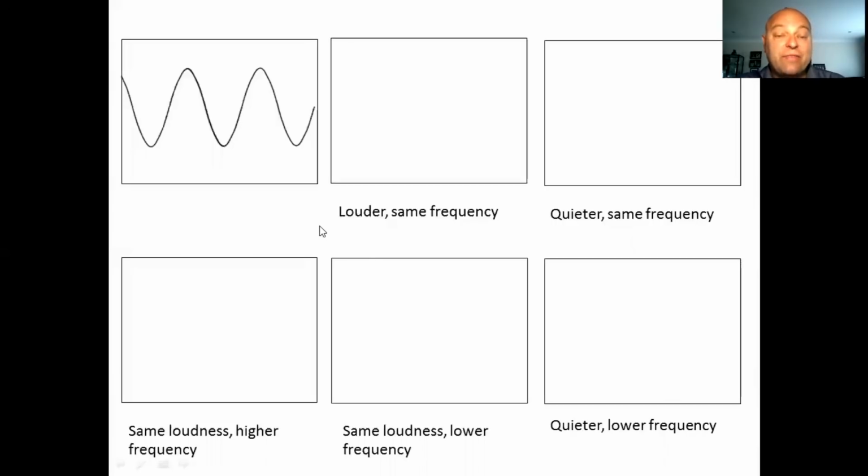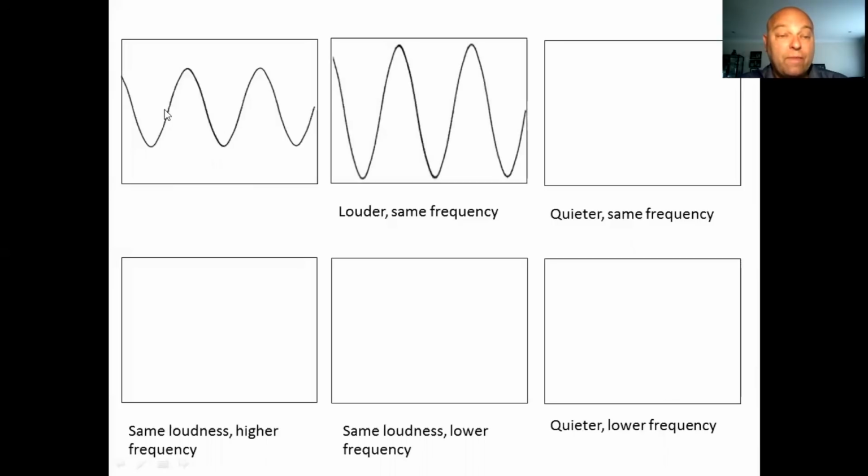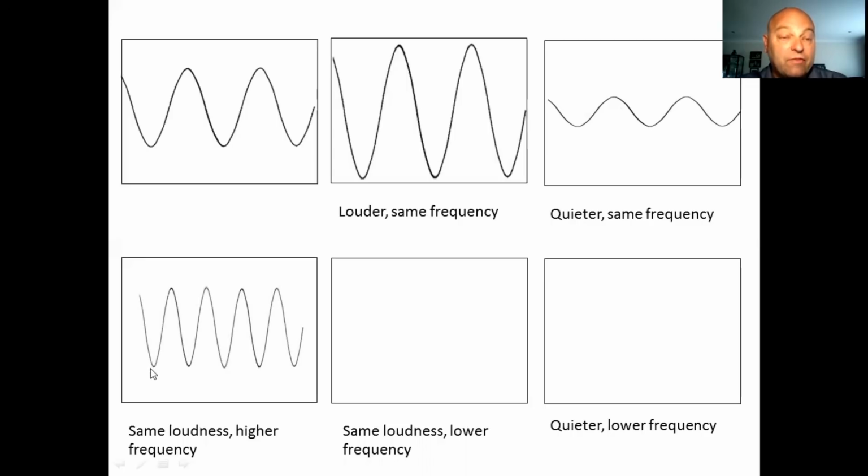Let's see if you manage to get this right then. So louder, but at the same frequency, well, it would have been the same number of peaks going across, but the waves would have gone up taller. So the same number of peaks means it's the same frequency, but because it goes higher, it would make it louder. Quieter, again, same number of peaks going across, but it doesn't go up so high. Same loudness, higher frequency, well, the same loudness means the peaks would be the same height, but the higher frequency would have put more peaks going across.